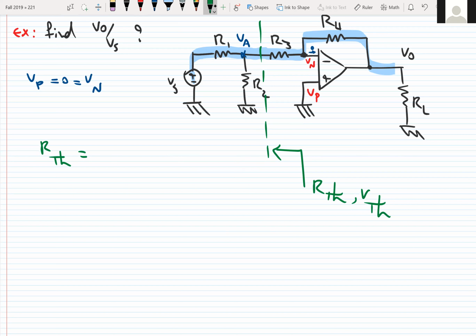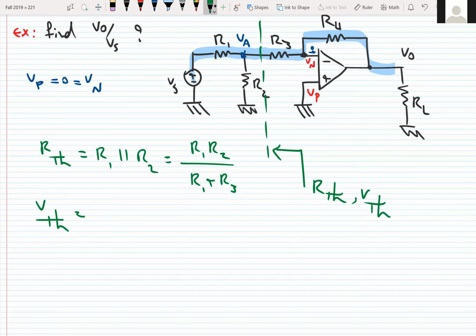If we turn off VS, it will be replaced with a short circuit, and R1 and R2 will be in parallel. So our R Thevenin is simply R1 in parallel with R2, which is R1 R2 over R1 plus R2. What is V Thevenin?